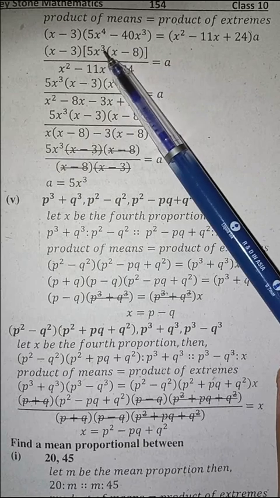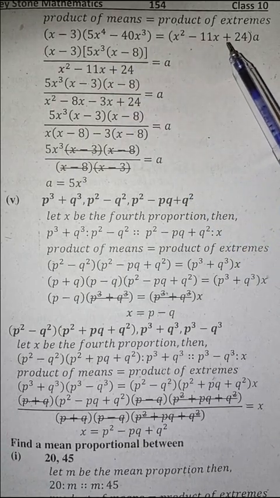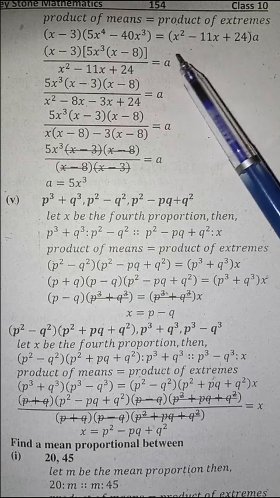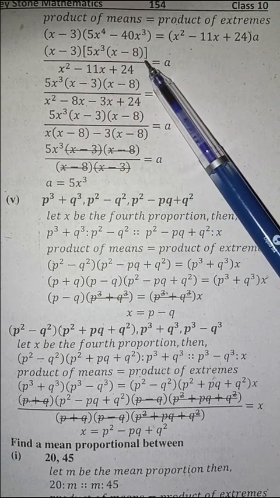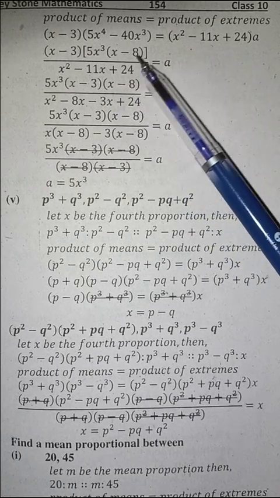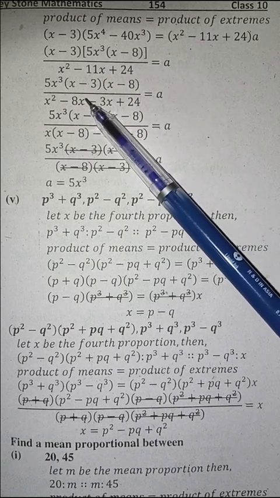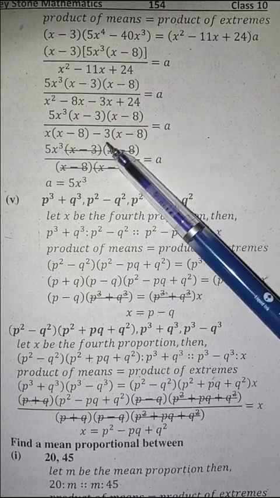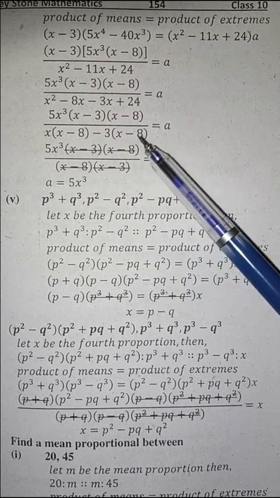So we get x minus 3 into 5x4 minus 40x cube is equal to x square minus 11x plus 24 into a. And a is equal to x minus 3 into 5x cube into x minus 8 over x square minus 11x plus 24. Then we take 5x cube as common, we are left with x minus 8, and here we also form factors. So we get x minus 8, x minus 3. By simplifying and cutting, we get a is equal to 5x cube.